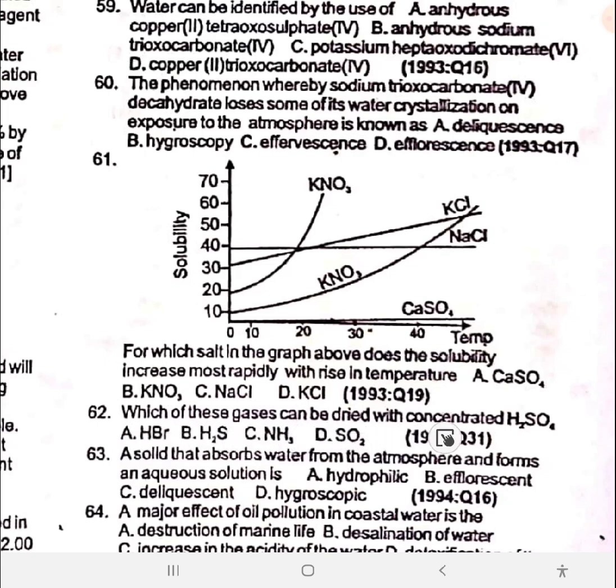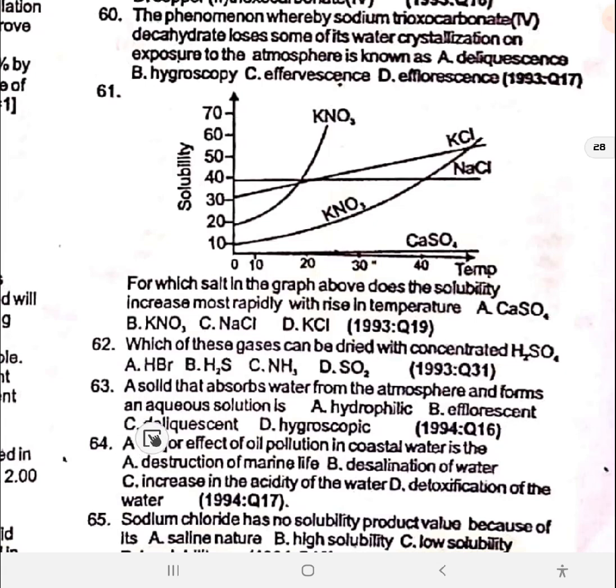62. Which of these gases can be dried with concentrated H2SO4? Can be dried or cannot be dried. We need to be very, very careful here. Since they say can be dried, it's SO2, option D. 63. A solid that absorbs water from the atmosphere and forms an aqueous solution is called deliquescent. If it absorbs water and forms a solution, it's called deliquescent, option C. 64.